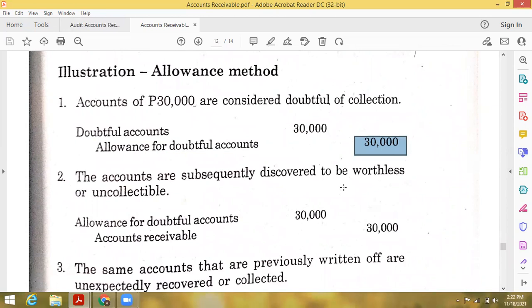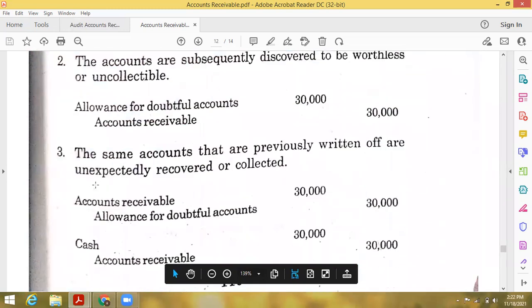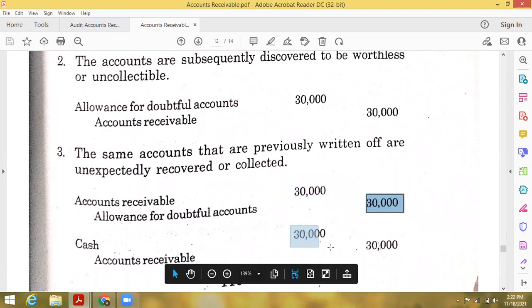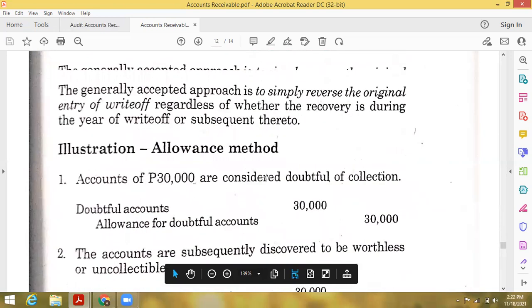The account are subsequently discovered to be worthless. Ayan, tinanggalan natin sa allowance kasi tinanggalan natin siya sa receivable talaga. Kaya lang naka-recover. So dahil naka-recover, ibalik natin sa receivable. Ito yung pinapaliwanag ko kanina. Tsaka natin i-receive yung cash. Yan yung sa allowance method.